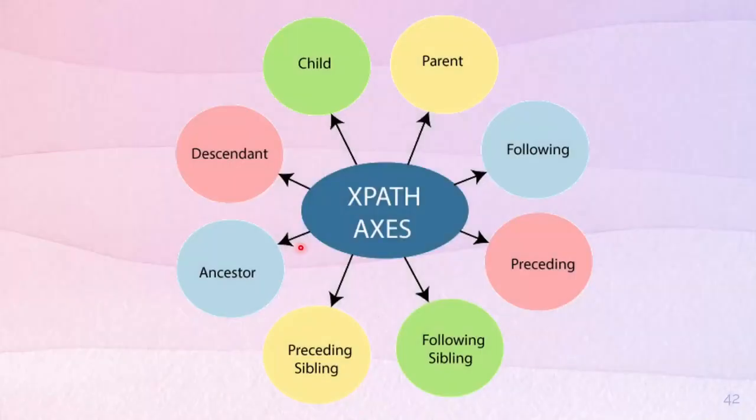Next, there are different types of Xpath Axes. Like we have the child, we have the parent, following, preceding, following sibling, preceding sibling, ancestor, descendants. We will understand these terms in detail.